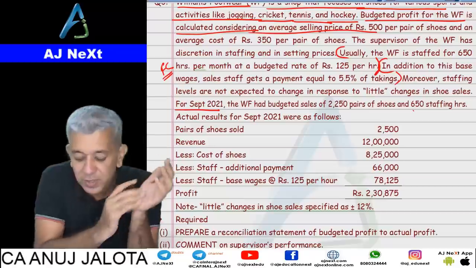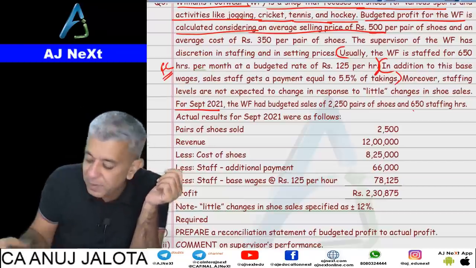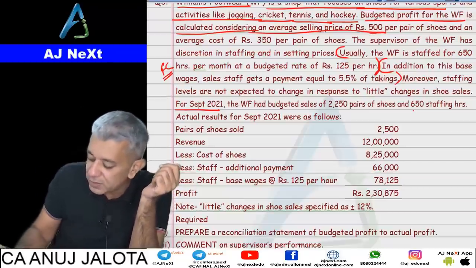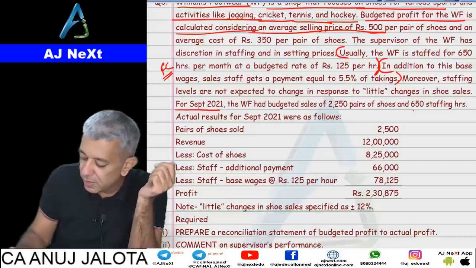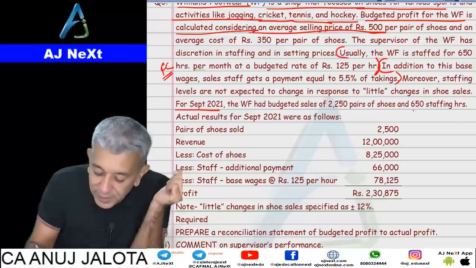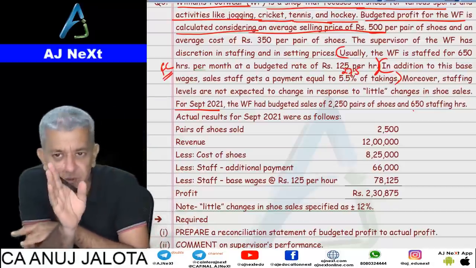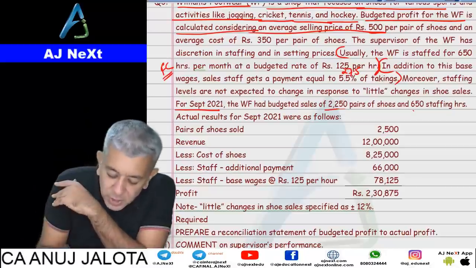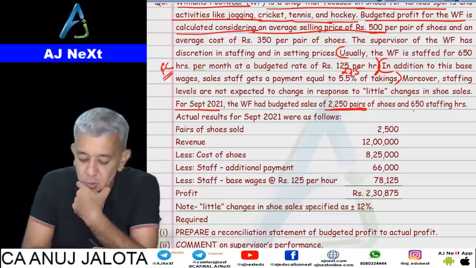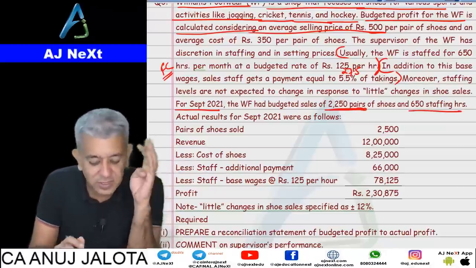Now, one other thing. We had thought selling price will be 500. Take 500, please. 500 into 5.5%. That comes to 27.5. So therefore, our commission was expected to be 27.5 per unit. We had budgeted 250 pairs will be getting sold. And 650 staffing hours will be there.